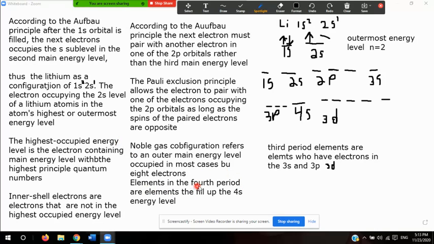Elements in the fourth period are elements that fill up the 4s energy level. So the third period elements are elements that fill up the 3s, and fourth period are elements that fill up the 4s. Okay. So let's talk a little bit about that. I'm actually going to read from your textbooks real quick.